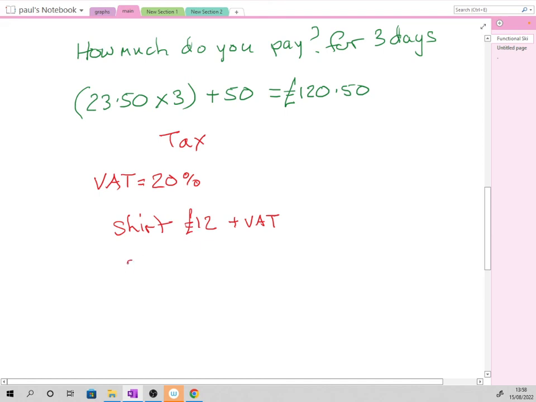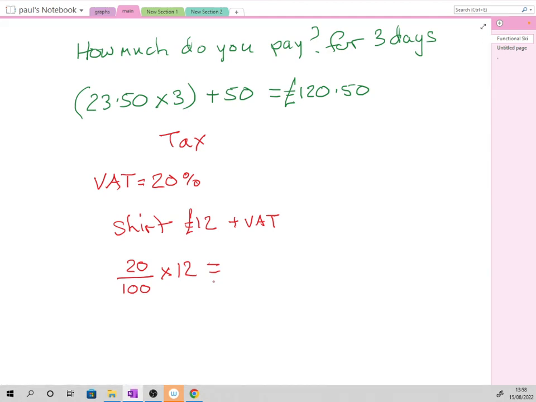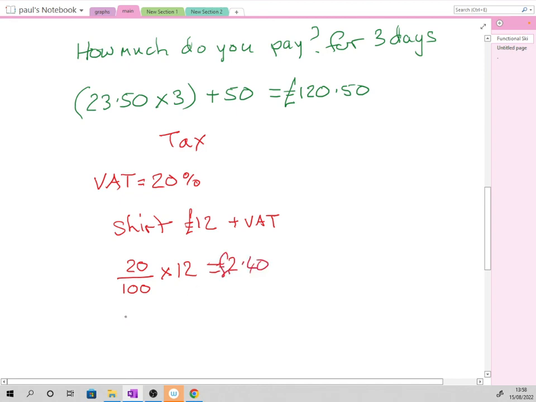So, again, so many repetitions of the same kind of process. 20% times 12. We're finding out what 20% of that is. So, 20 divided by 100 times 12 is £2.40. So the total of the shirt will be 12 plus 2.40, which equals 14.40.